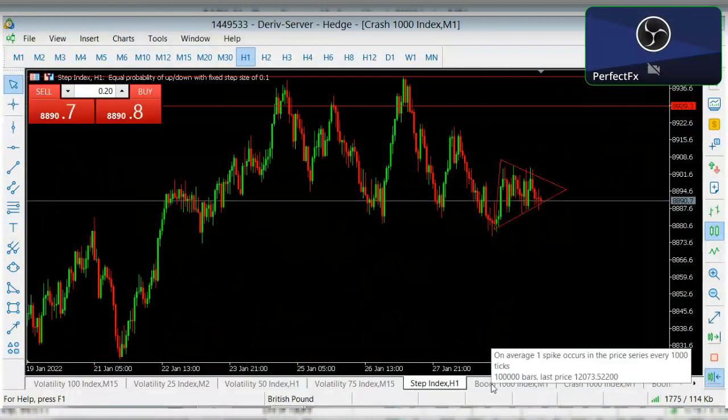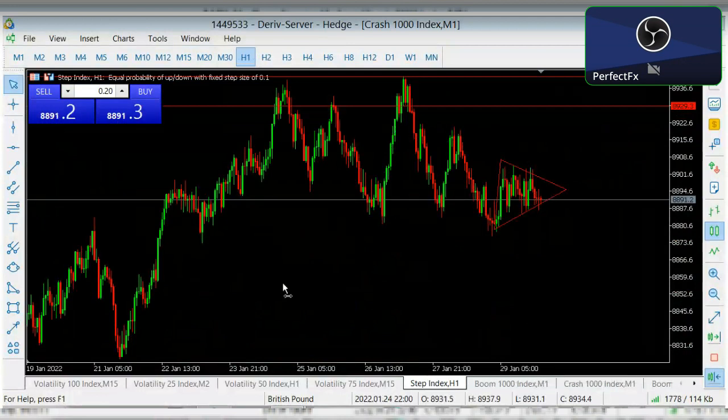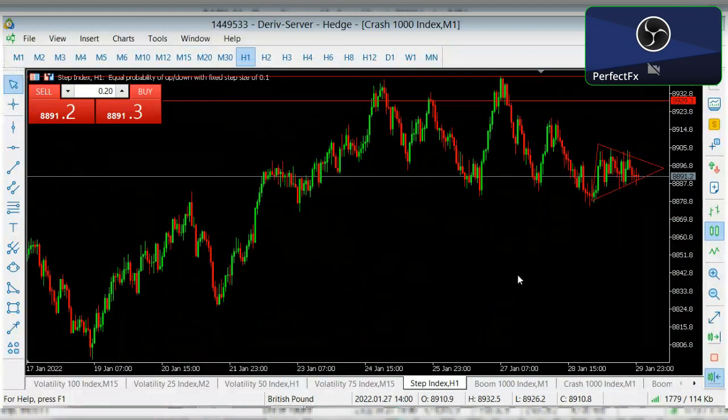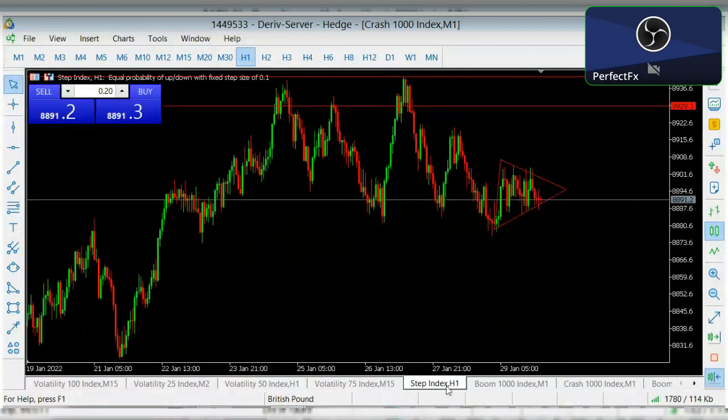So guys, just ensure that you always practice proper risk management. On this step index market, I'm actually looking at the bearish move, but I won't be opening into the trade until I see my full confirmations.